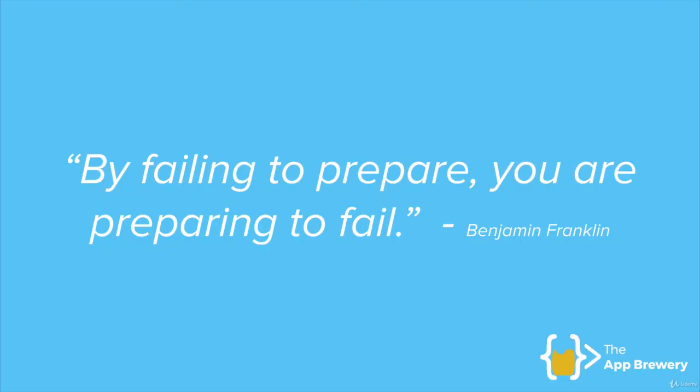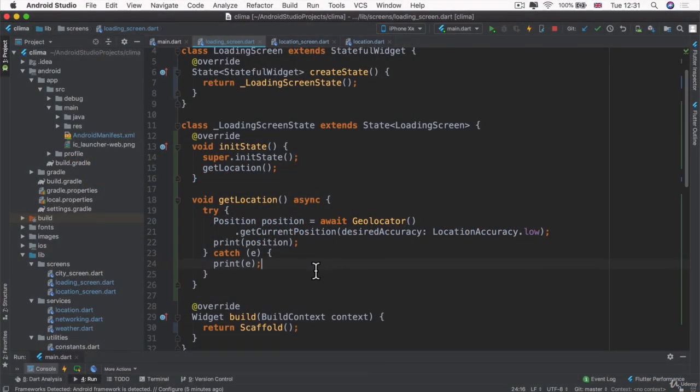So as Benjamin Franklin says, by failing to prepare, you're preparing to fail. So we have to make sure that we always prepare for the worst case scenario when something doesn't work or something might throw an exception. And we have to try and catch it so that we can handle it or deal with it or provide an alternative path.